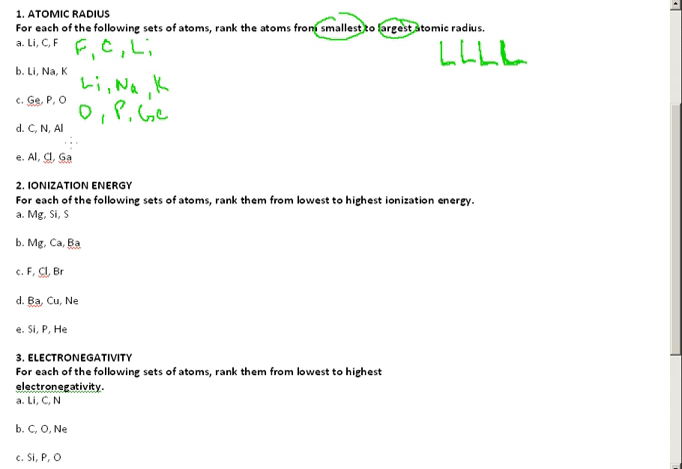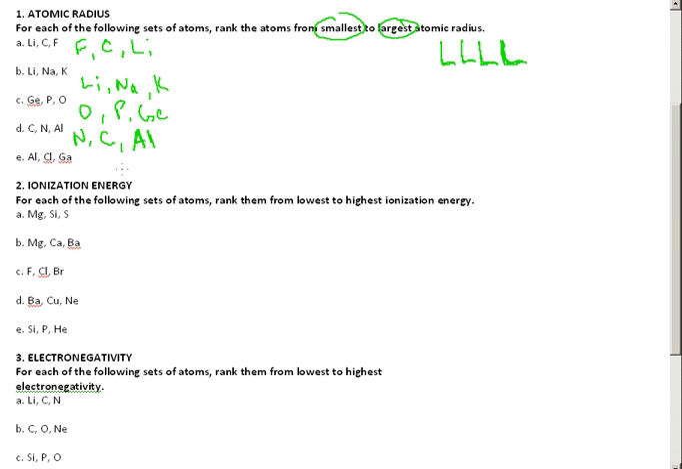And then if we take a look at letter D, we have C, N, and aluminum. The further left we go in the periodic table and the closer to the top we are, we're smaller. So nitrogen is going to be the smallest, followed by carbon. And lastly, aluminum's down one row further below. It's going to mean it has an extra shell. It's going to be a little bit larger. It's a little further to the left.